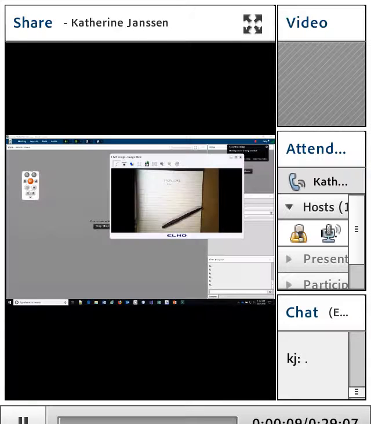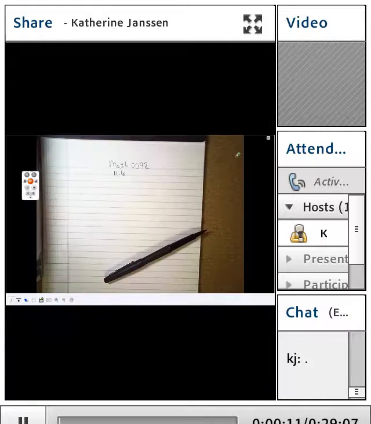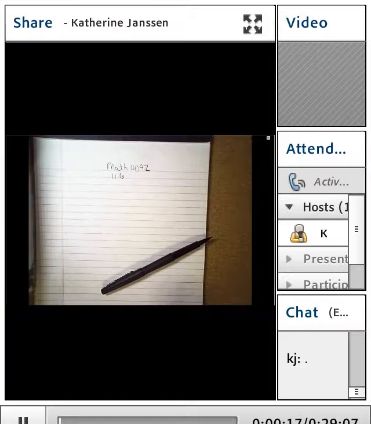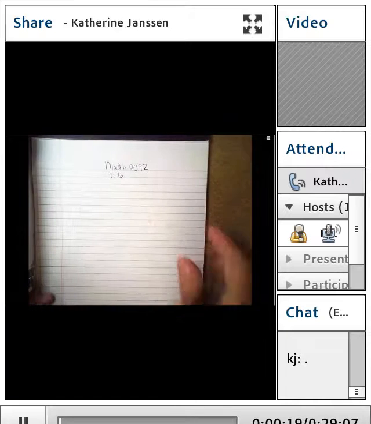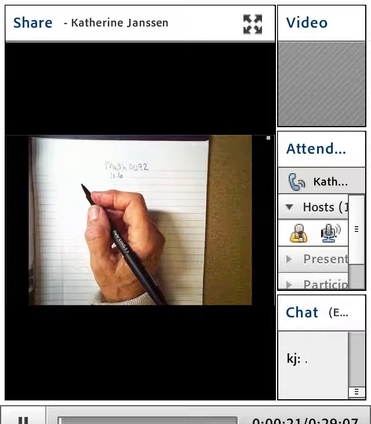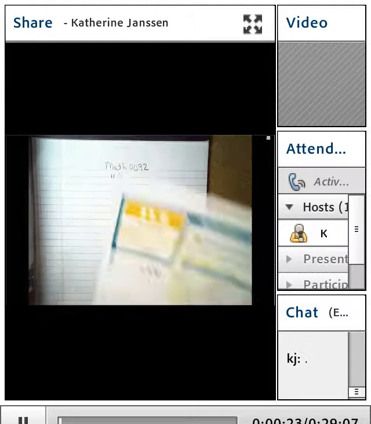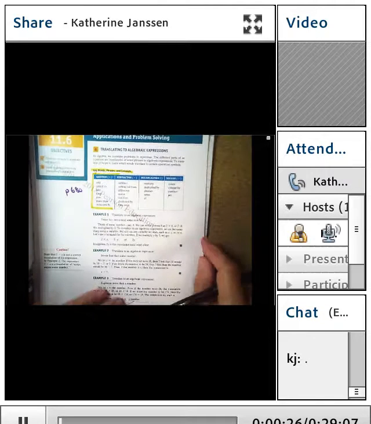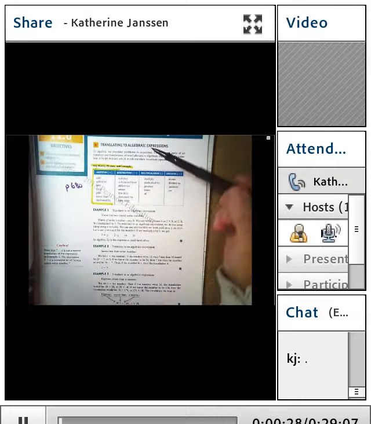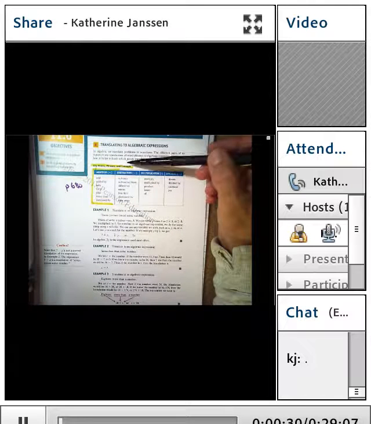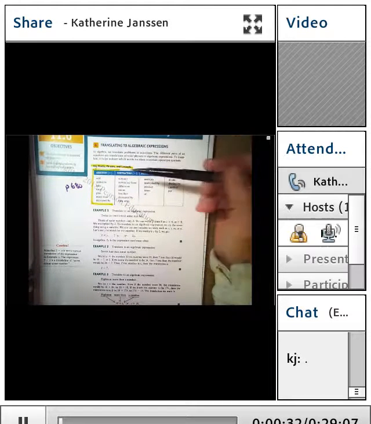Okay, Math 0092. We're going to continue in section 11.6, which introduces us to solving application story problems. Now on page 680, we have some keywords, phrases, and different concepts presented to us.